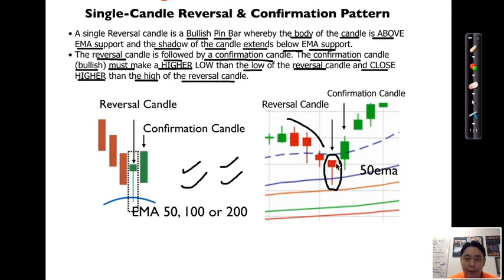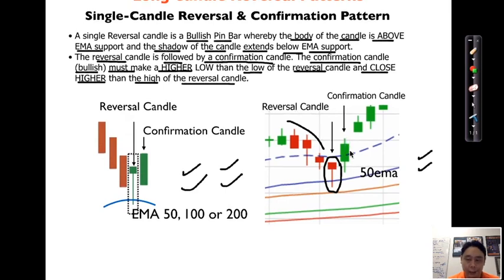So the body of the candle is above the moving average. Check. Lower shadow cuts below the moving average. Check. There we have it. Is this a confirmation candle? Is it bullish? Yes, it is.